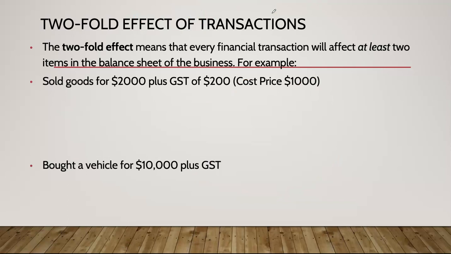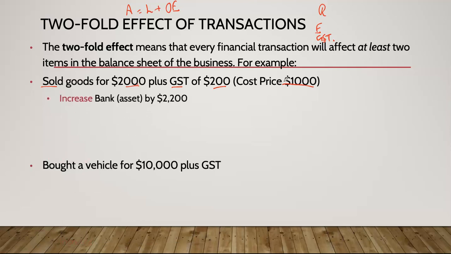So let's think about how the twofold effect is going to be impacted by revenues, expenses, and GST to bring it all together. We know that our accounting equation, assets equals liabilities plus owner's equity, still has to balance. And here is an example. If I made a sale of goods for $2,000 plus GST of $200, and the cost of these goods that I sold cost $1,000, I actually have 5 things impacted.